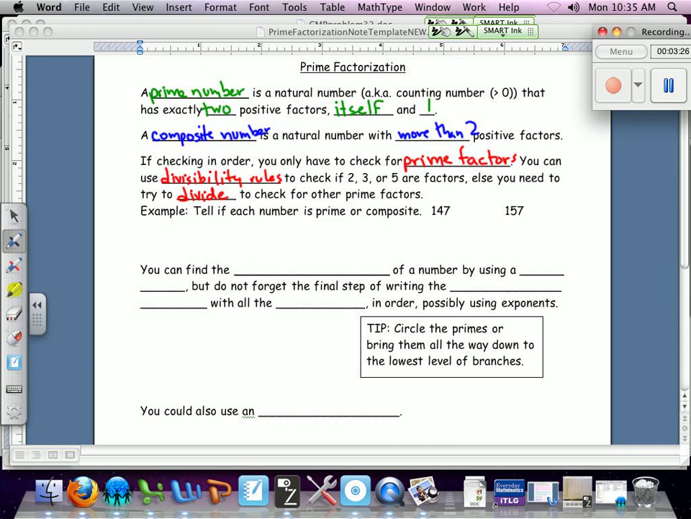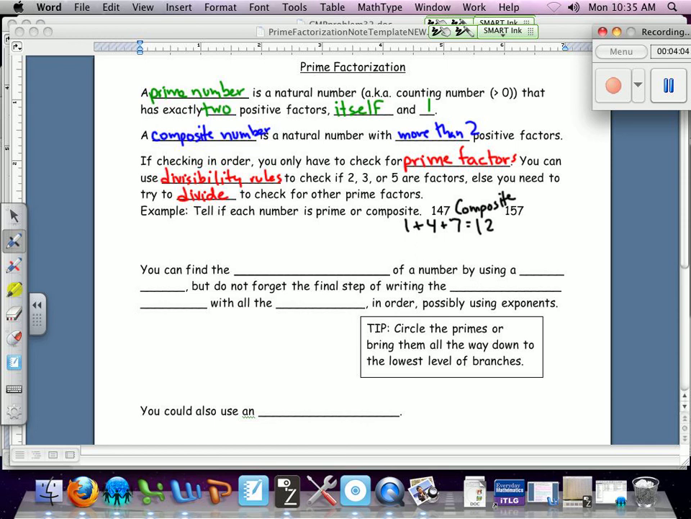But for the divisibility rule for 3, I would add up 1 plus 4 plus 7, and I would get 12. 12 is a multiple of 3, so this is composite. 3 goes into it evenly. It's divisible by 3. Some people do then find out what the other factor is that goes with the 3, and that's fine if you need to find the factors, but just showing that 1 plus 4 plus 7 is 12 is enough to know that 3 is one of its factors.